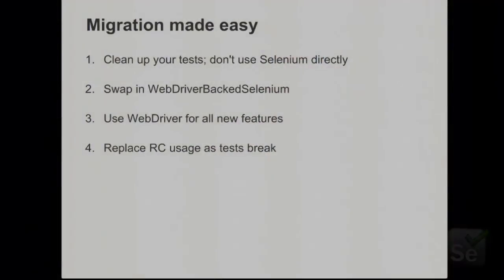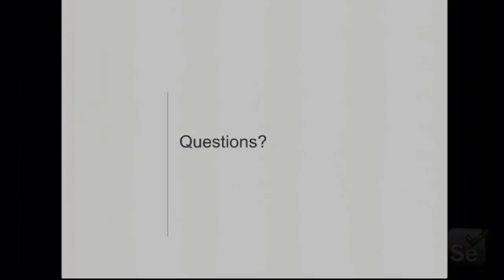And if your tests are slow, look for get eval calls that are referencing the Selenium Core API. So just to wrap it up, migration is 4 simple steps. Clean up your tests, get rid of those direct API usages, swap out your default Selenium for a WebDriver-backed Selenium. Use WebDriver for all new features. If you see a developer trying to use Selenium RC again, tell them, nope, go work on it some more. And then as things break, go ahead and move them over to RC. And that's all there is to it. Any questions?